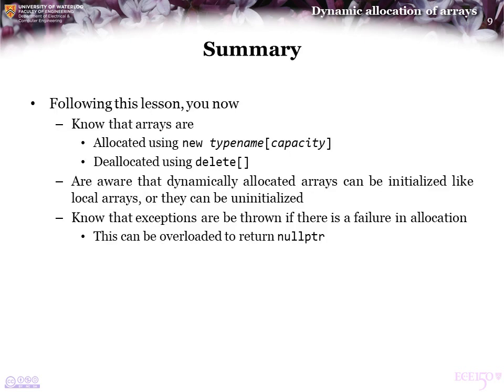So following this lesson, you now know that arrays are allocated using new with a given type name and a specified capacity. They are deallocated using the delete operator that has empty square brackets after it. You know that dynamically allocated arrays can be initialized like local arrays, or they can be left uninitialized. And you are aware that exceptions are going to be thrown if there is a failure in allocation. However, this can be overloaded so that new simply returns the null pointer if the appropriate memory was not found.